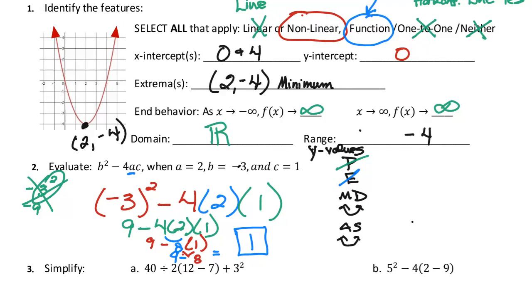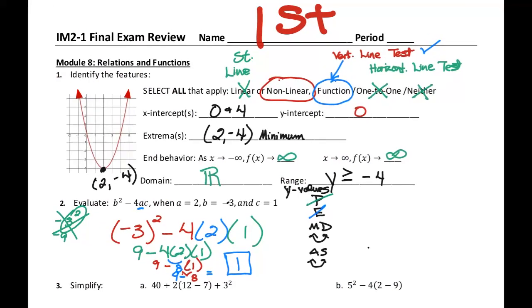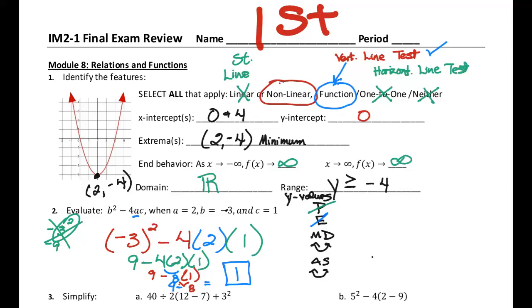So we can say Y is... Can it be equal to -4? Yes, because it is equal at the point to -4. Can it be less than -4? No. Can it be larger than -4? Yes, it is. So the correct answer there is Y is greater than or equal to -4. All right, hopefully that jogged a few things from your memory.